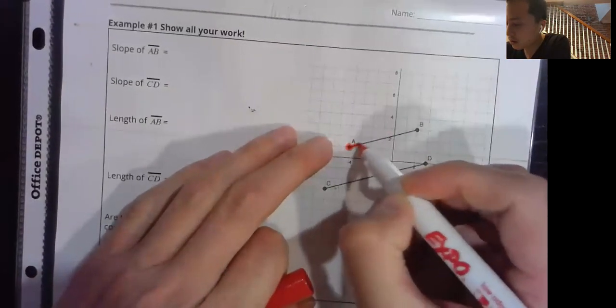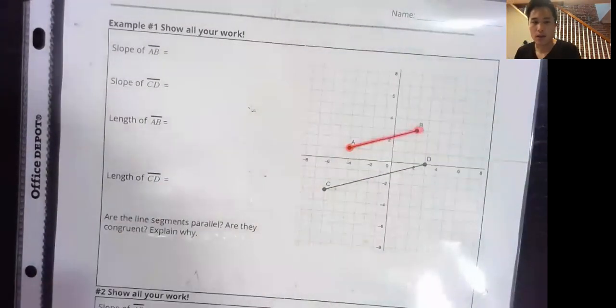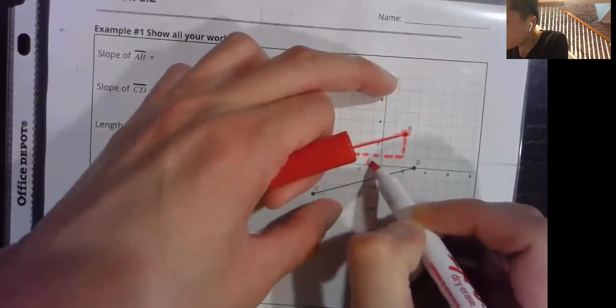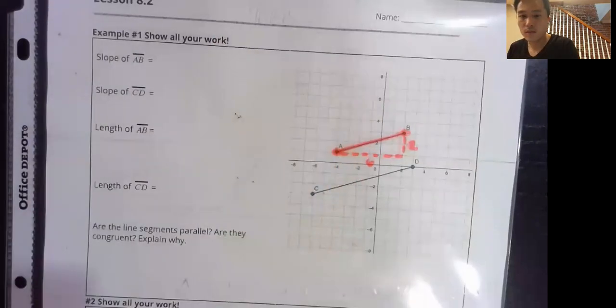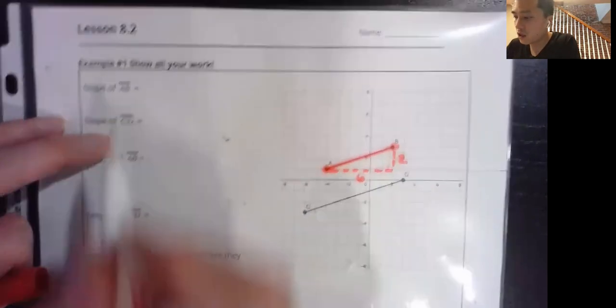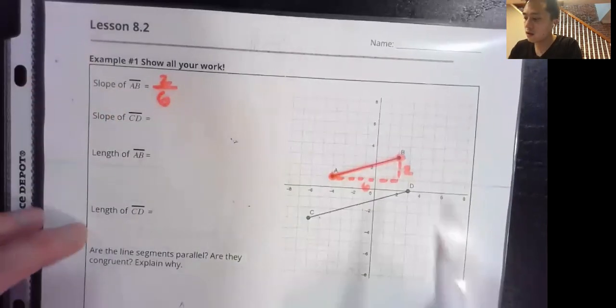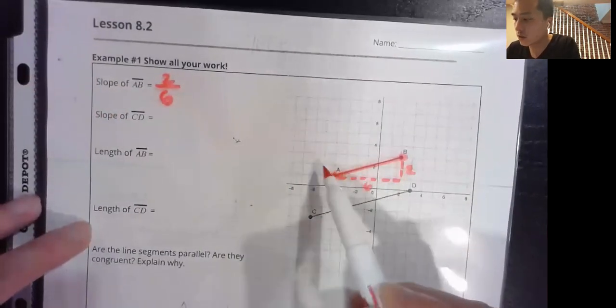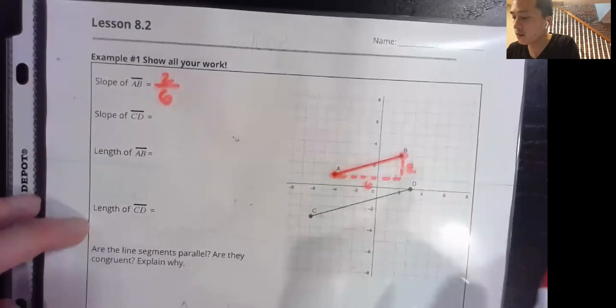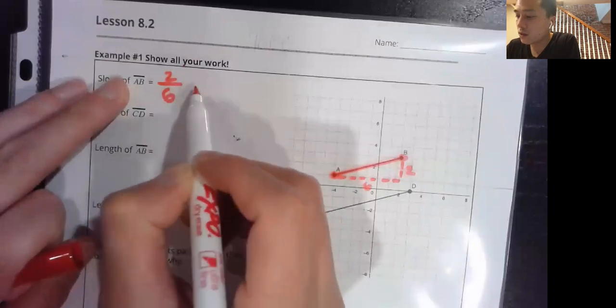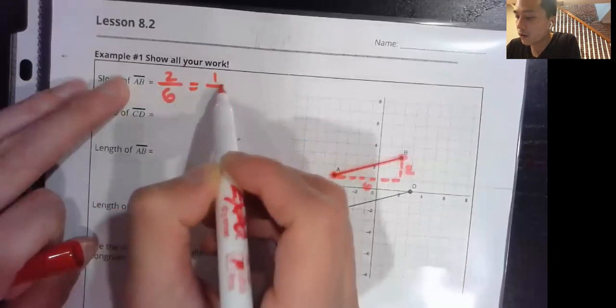AB, so from here to here, that slope, well, I can make a slope triangle. 1, 2, 3, 4, 5, 6, and 1, 2. So the slope is, the change in y is 2, the change in x is 6. Looking from left to right, this line is going uphill, so I know it's a positive slope. So I'm going to keep it positive. 2/6, I can divide both of those by 2, so I can simplify it to 1/3.